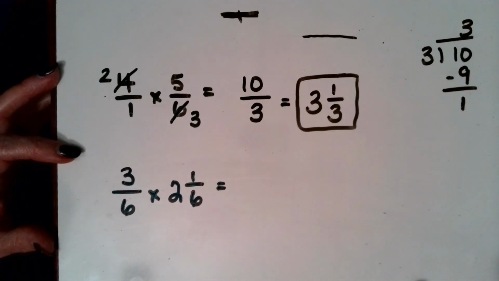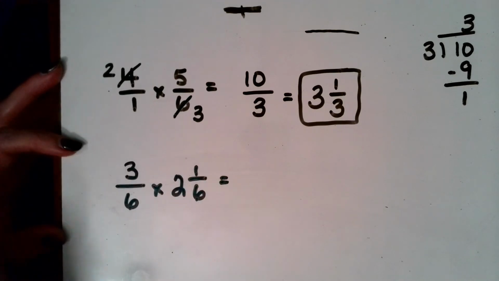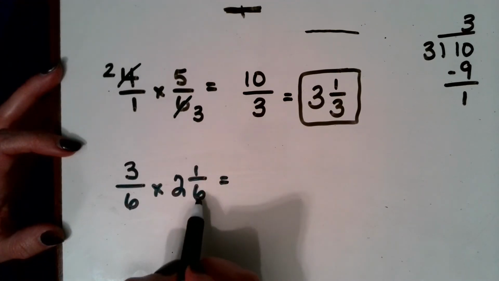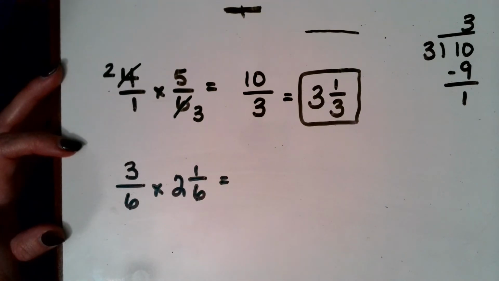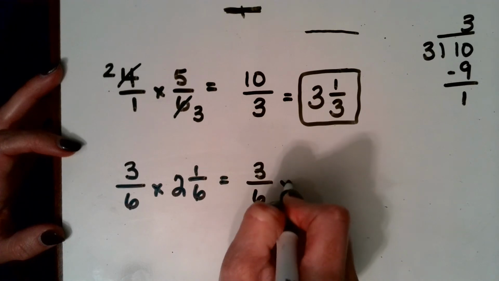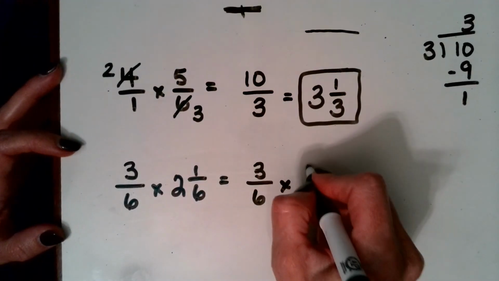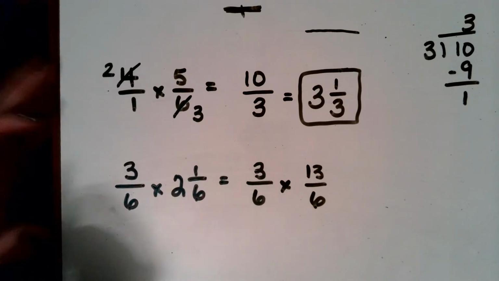So let's look at another one. Here's the same problem we just worked in your guided notes. Just to remind you, we need to change this into an improper fraction. So I'm going to start by doing that, which was 3/6 times 13/6. Because 6 times 2 is 12, plus 1 is 13.